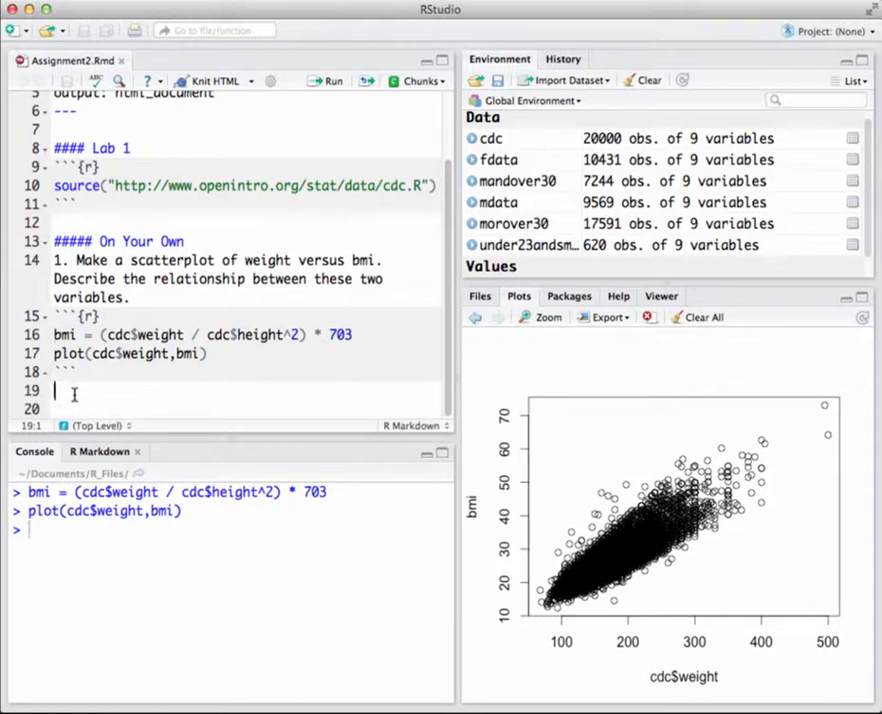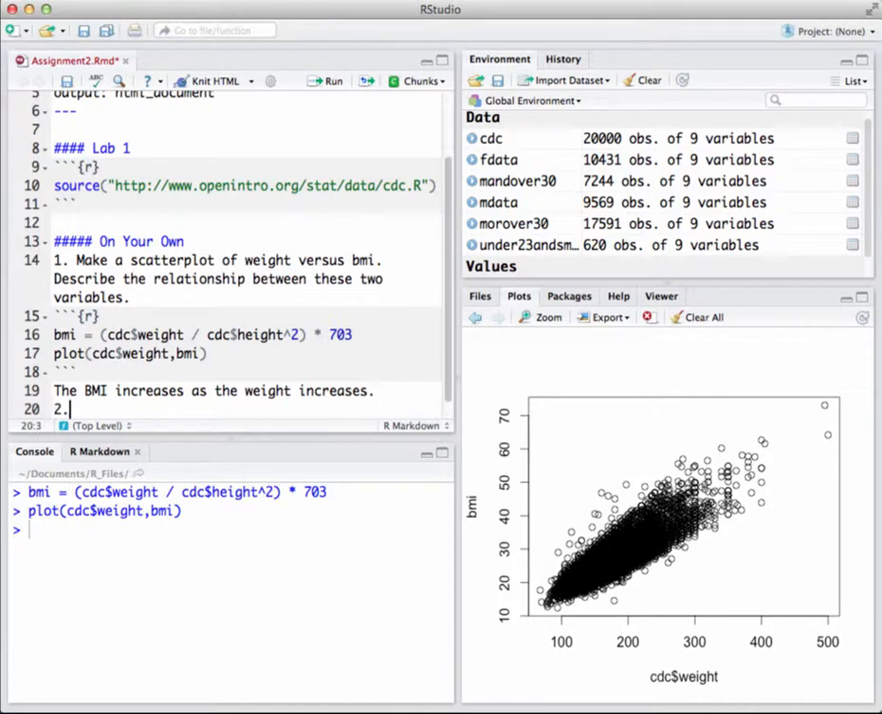Well, what do we see in this graph? We see the BMI increases as the weight increases, as we should suspect, right? Okay, cool. Let's go ahead and take a look at part 2 of this.